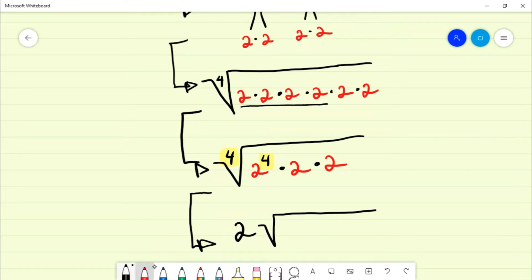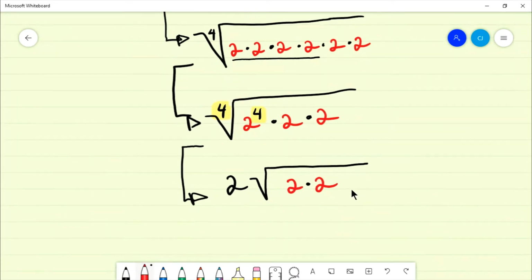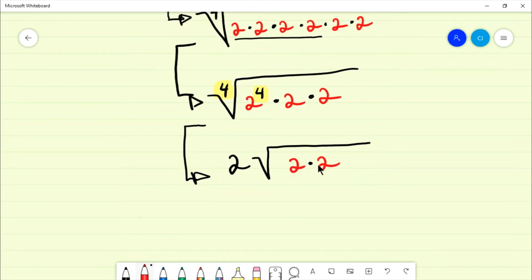But you don't want to forget that inside of the radical, you're still left with 2 times 2. And since we can't really simplify that, you could just multiply them back together so that you get a nice clean answer. I just forgot my fourth root, excuse me, let me write it in there. So we can rewrite this as 2 times the fourth root of 4.